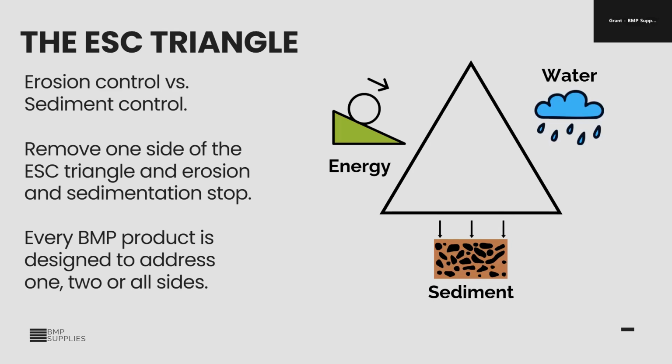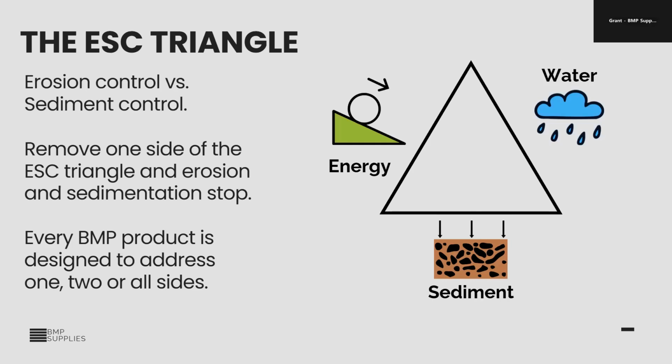And then lastly, if you leave all the vegetation in place, and you work around it and phase your project in a way where there's as little sediment exposure as possible, then you can have as much energy and water as you want. If there's no dirt exposed, then you're not going to have any problems with erosion or sediment control.